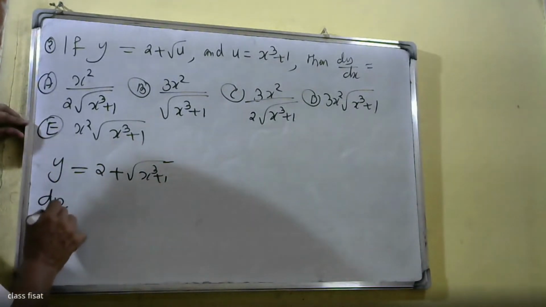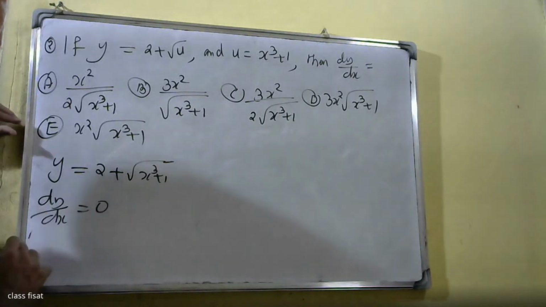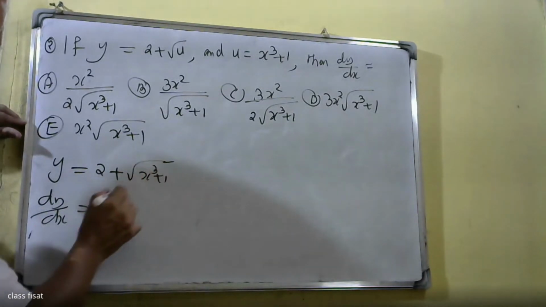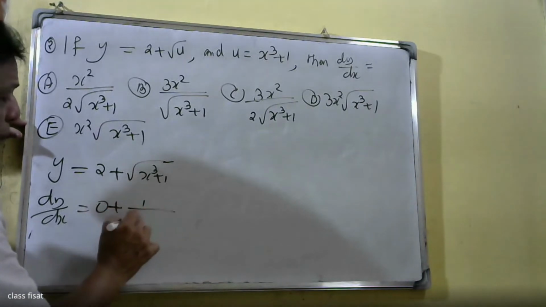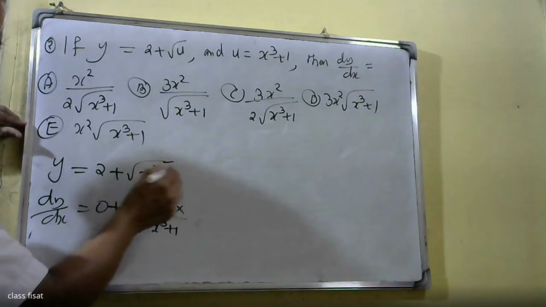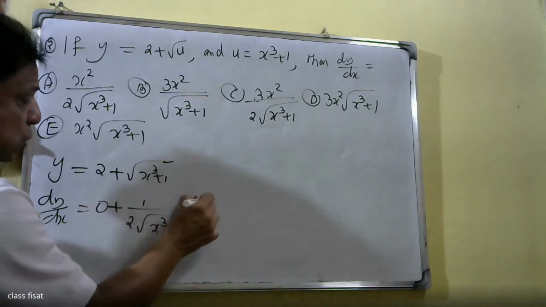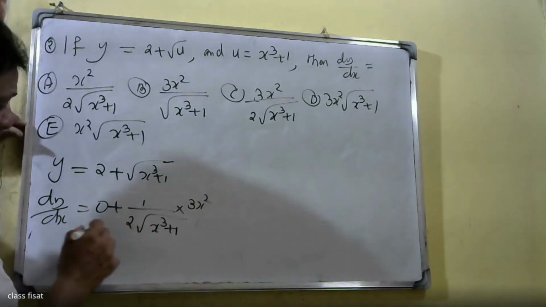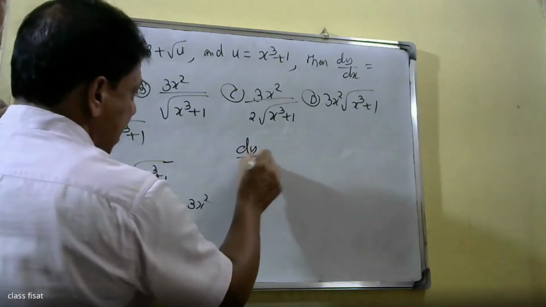dy by dx is equal to 2, and the constant's derivative is 0. Next, the square root of x cube plus 1: differentiate it. That is 1 by 2 root of x cube plus 1, into the differentiation of x cube, which is 3x square, plus 0.